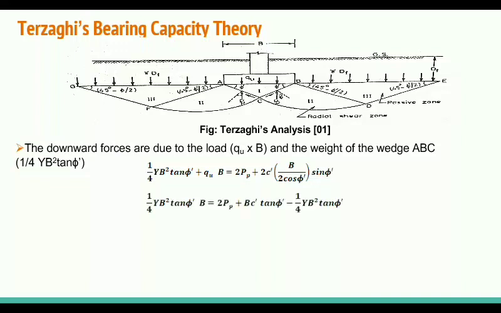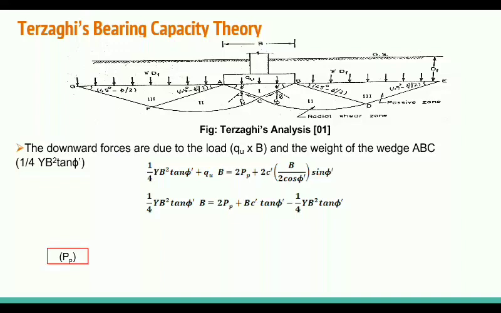So when 1 by 4 gamma b square tan phi dash is taken to the right side of this equality sign, it will become a negative of 1 by 4 gamma b square tan phi dash. The left side of the equality sign will be QU into B. I have written this wrong here. So this will be QU into B, equal to 2PP plus BC dash tan phi dash minus 1 by 4 gamma b square tan phi dash. So here the left side is QU into B, okay.